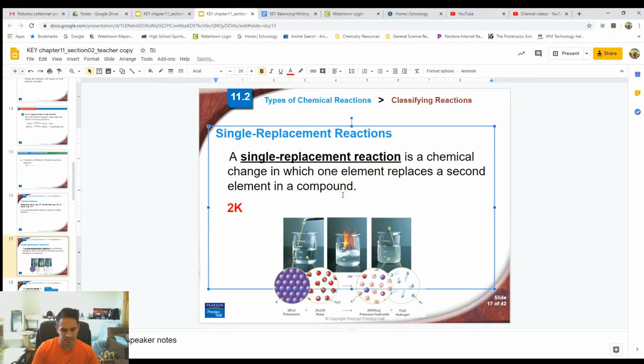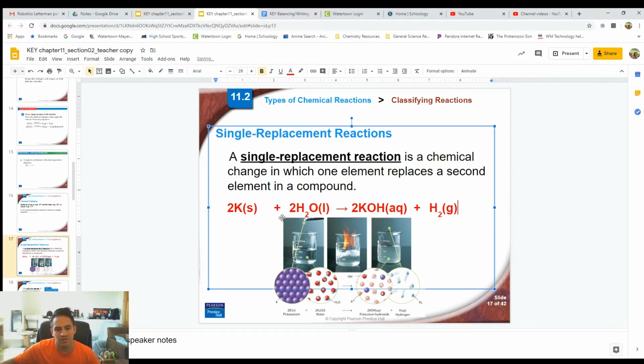In the picture they show here, and again it might be a little bit small to see, it's 2 potassiums, which is a solid, reacting with 2 H2O, which is a liquid. And then what's happening here is the potassium replaces the hydrogen. So we have potassium hydroxide as one compound, and this is aqueous. And then the hydrogen is by itself, and it is a gas.